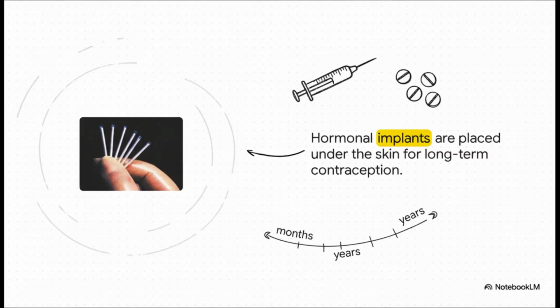But taking a pill every day isn't the only way. You can also get these same kinds of hormones through an injection or as a tiny implant that goes under the skin, like you see here. The way they work is pretty much the same as the pill. The big difference is that they last a lot longer. You can get an injection or an implant and be protected from pregnancy for months or even years.